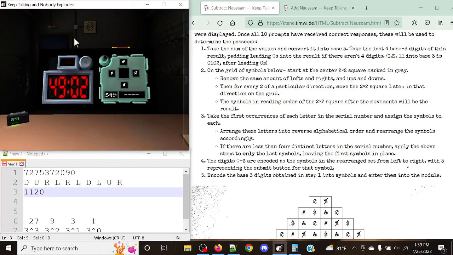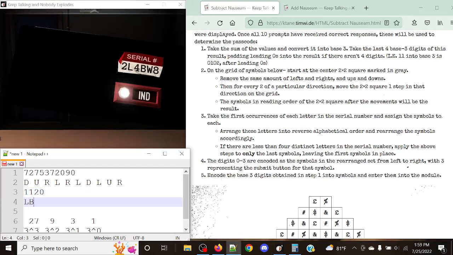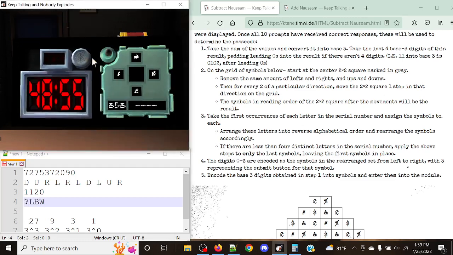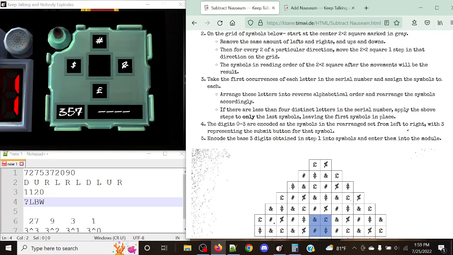So let's take a look and see what letters we have in our serial number. We have a Lima, Bravo, and a Whiskey. So in this case, we're going to leave this first position alone. We're not going to put that at the end. We're going to leave the first position alone, and we're not going to care about it for right now.